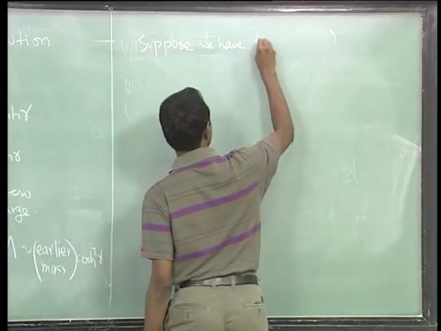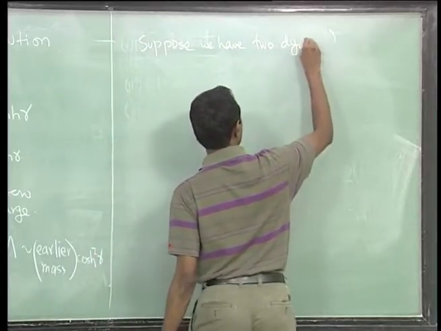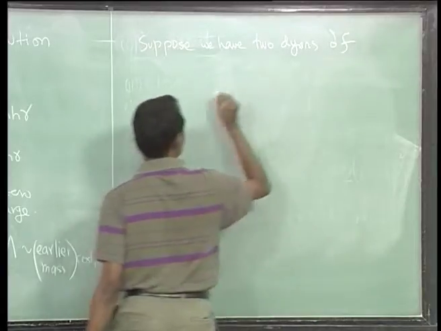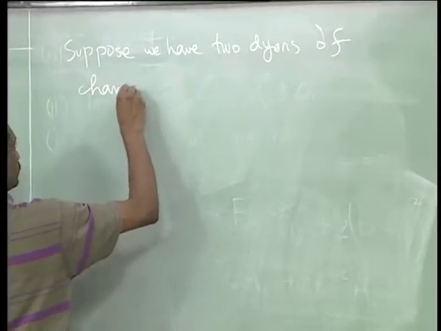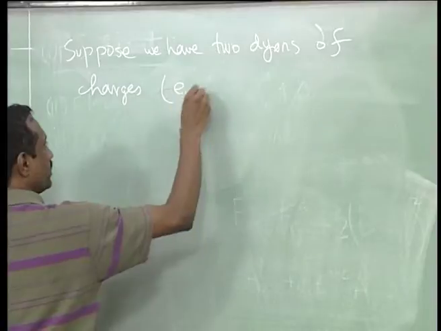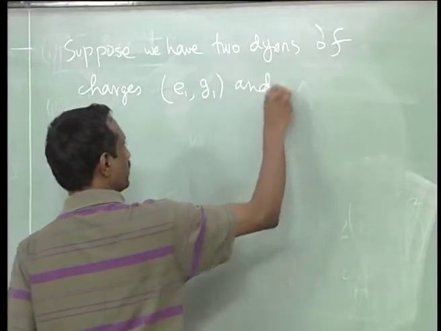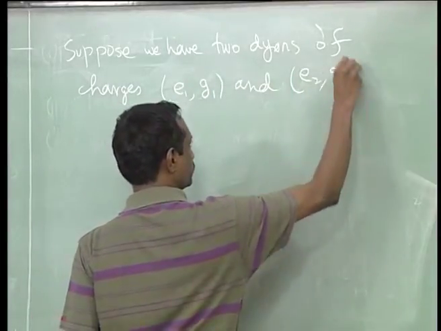So now the thing is, suppose we have two dyons of charges, let us just write it E1 G1 and E2 G2.